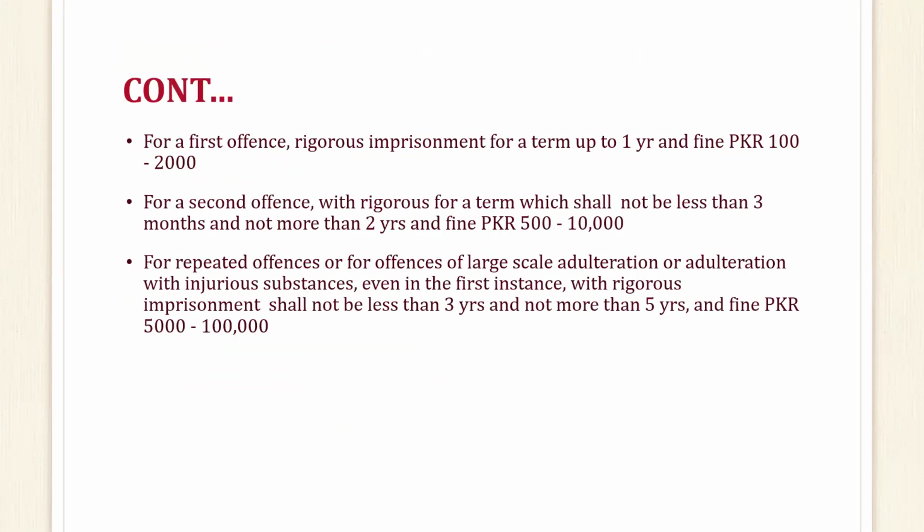So, what are the penalties for a first offense? Rigorous imprisonment for a term up to 1 year and a fine from Pakistani rupees 100 to 2000. Then for a second offense, rigorous imprisonment for a term which shall not be less than 3 months and not more than 2 years, and a fine of 500 to 10,000. And for repeated offenses, or for offenses of large scale adulteration or adulteration with injurious substances, even in the first instance, rigorous imprisonment shall not be less than 3 years and not more than 5 years, and the fine is 5,000 to 1 lakh rupees.